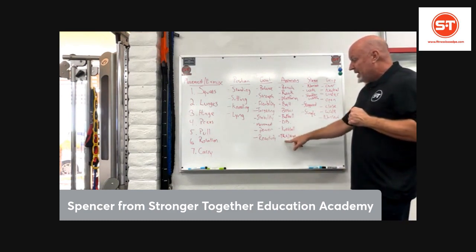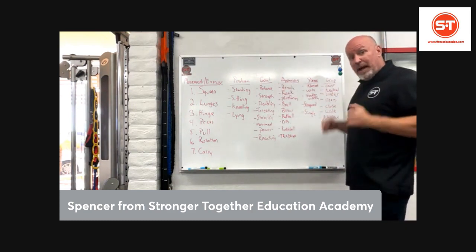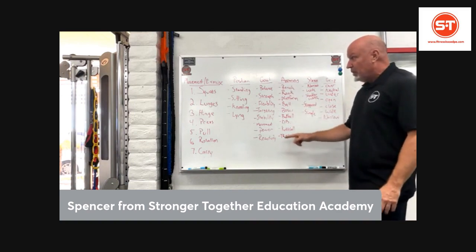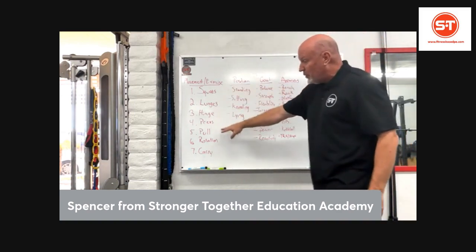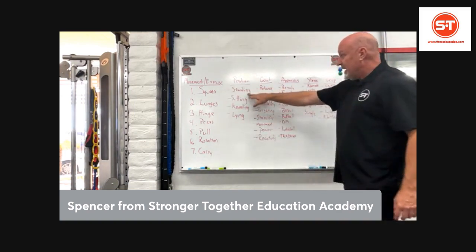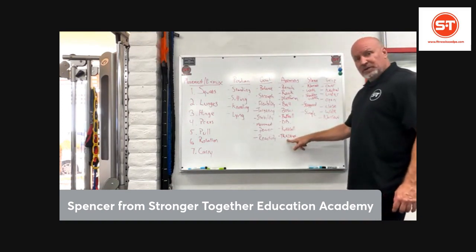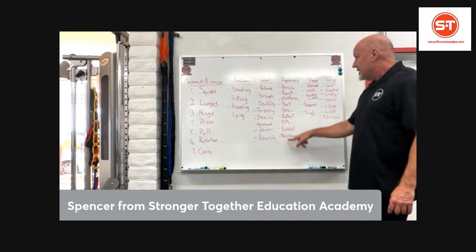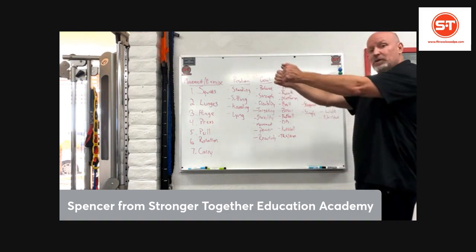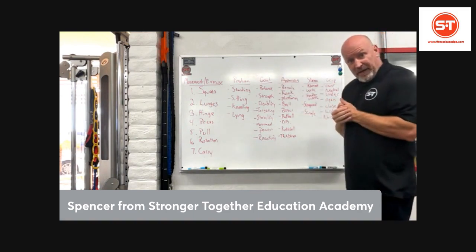I could do a TRX row. Absolutely. So let's say I'm doing a TRX row. So my exercise is a row, pull, standing TRX rows. Okay. My stance could be shoulder width so that I'm all about strength, okay?